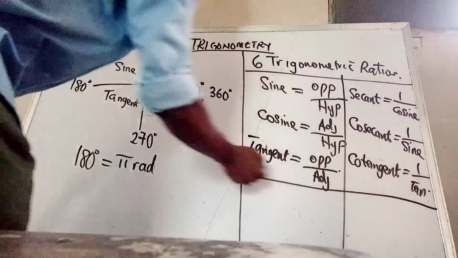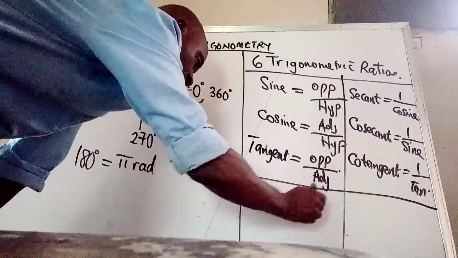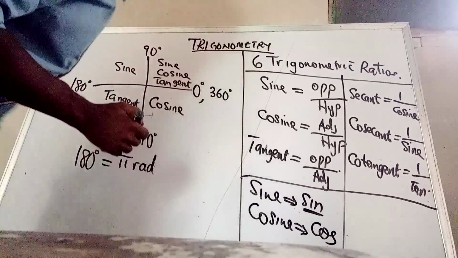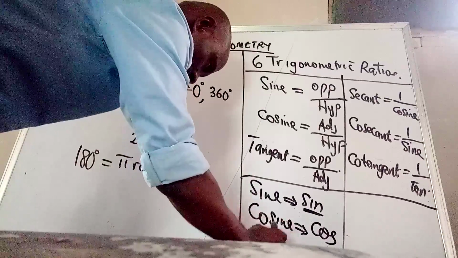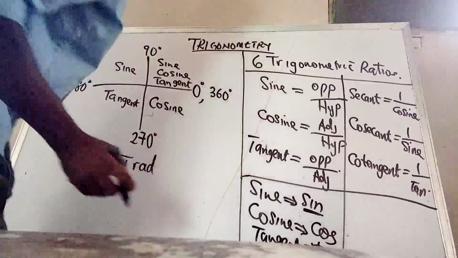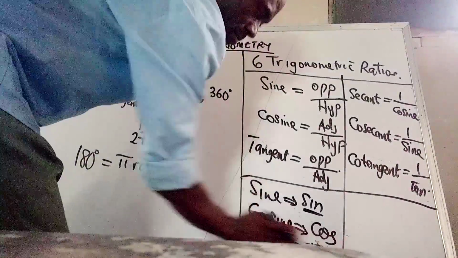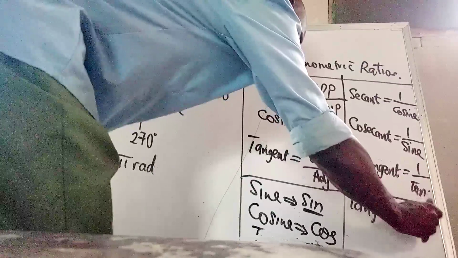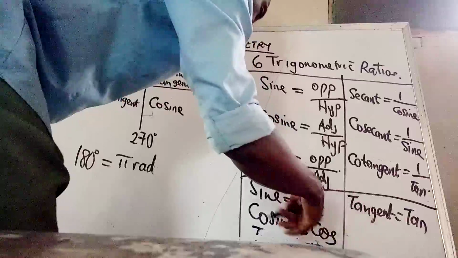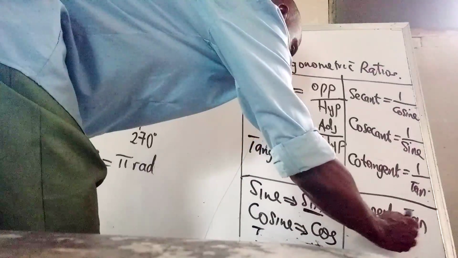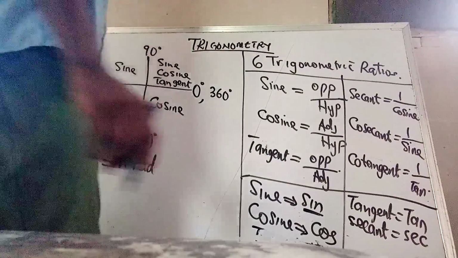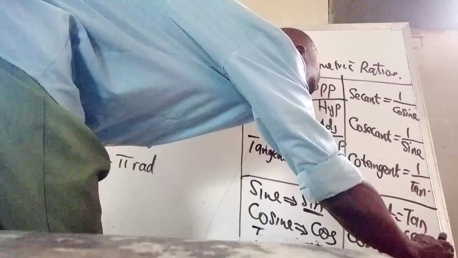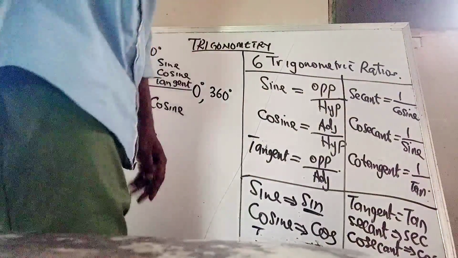So I will be using shortened forms. This is a shortened form for sine. Cosine, I'll be using this shortened form. Tangent, I'll be using this shortened form, which is universally accepted. Tangent, that will be tan. Then secant, that will be sec. That's the shortened form of it. Cosecant, I'll be using cosec as the shortened form.